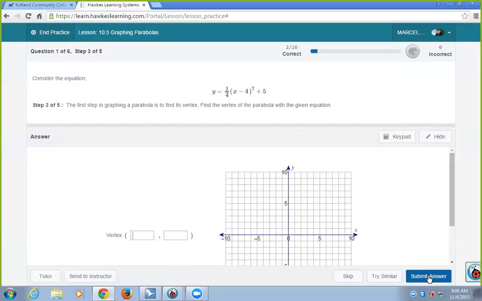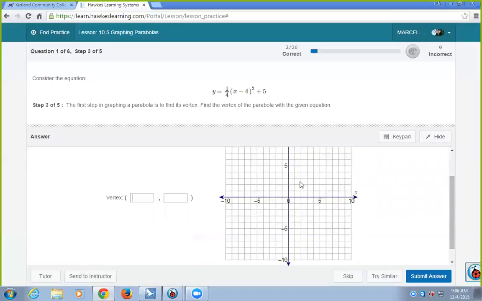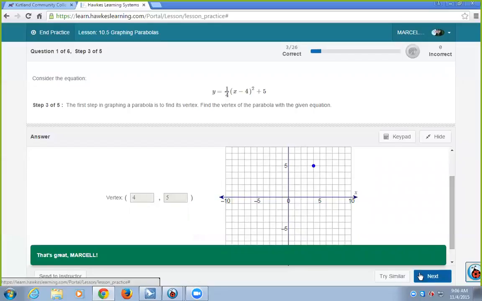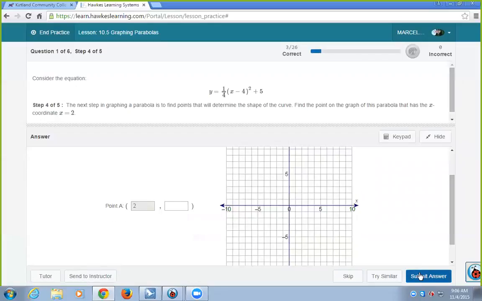The next step, graph the parabola, is to find the vertex. Find the vertex of the parabola with the given equation. So my vertex is going to be opposite h, so it's 4 and 5. So we get that part in there. Then it says, and this is one point we didn't talk about, find a point on the graph of the parabola that has x coordinate of x equals 2. So if you do this, let me put this piece on paper over here.